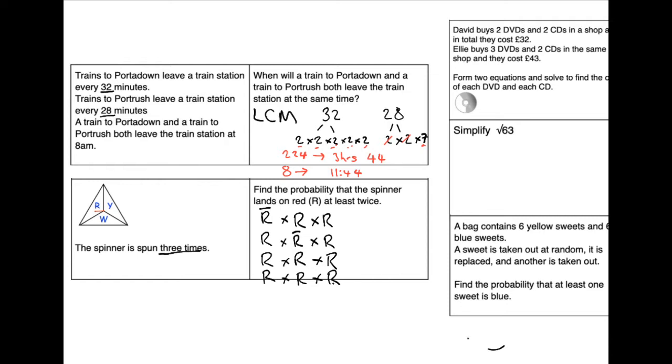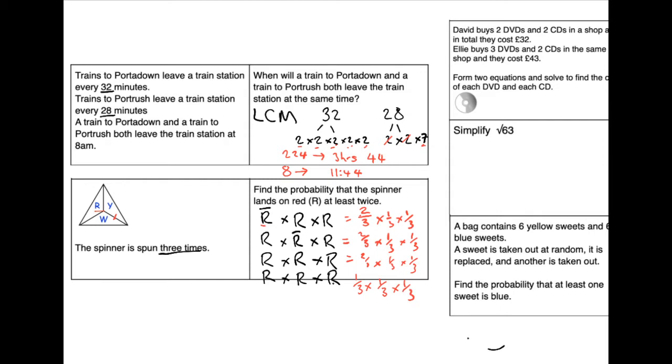So, if it's not red, there's going to be 2 possibilities out of the 3, so that's 2/3, multiplied by 1/3 multiplied by 1/3. Again, 2/3 times 1/3 times 1/3. We've got 2/3 times 1/3 times 1/3 again. And then 1/3 times 1/3 times 1/3.